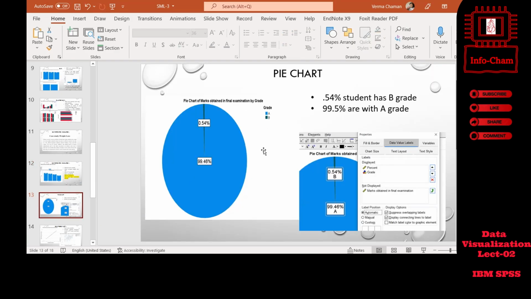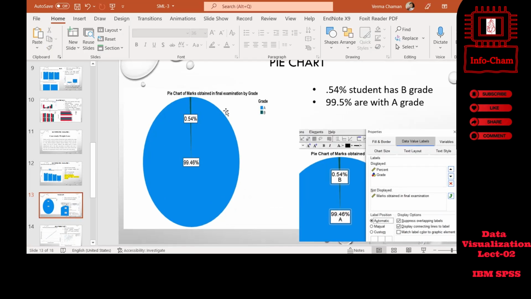Next is the pie chart. It is important to know about the pie chart, and I think it is not hidden from you. You know very well the pie chart, how you can create a pie chart. So a pie chart can have, like, grade A or grade B. You can easily check for the pie chart.